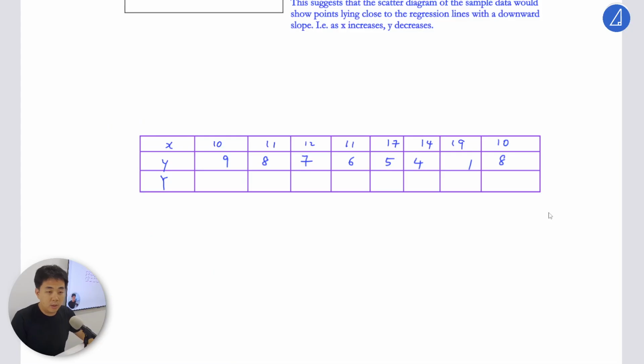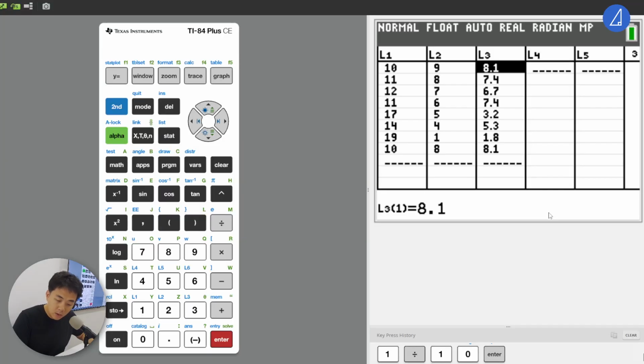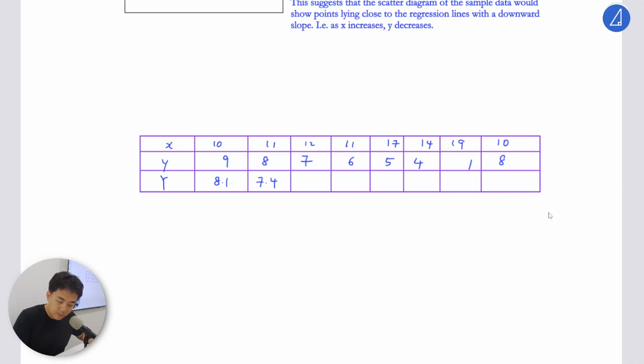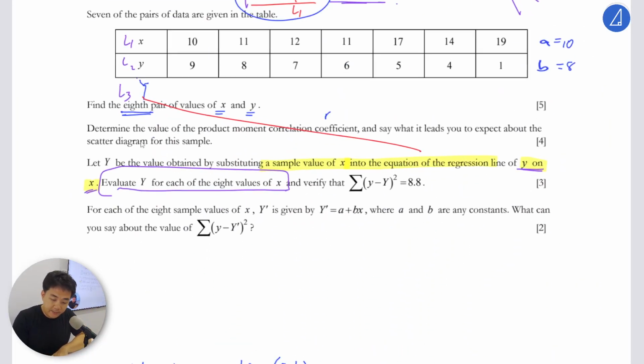Okay. I'm going to copy my answer here of 8.1, 7.4, 6.7. Okay, key this in. Then the next one is evaluating this guy. What is evaluating this guy mean?